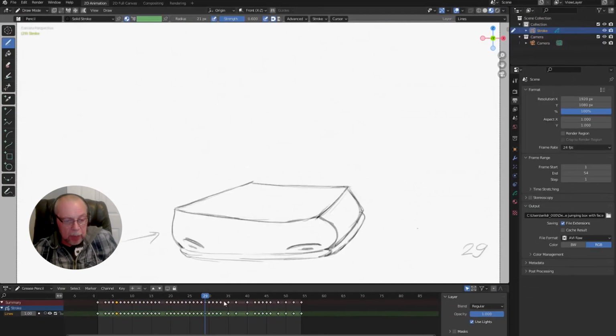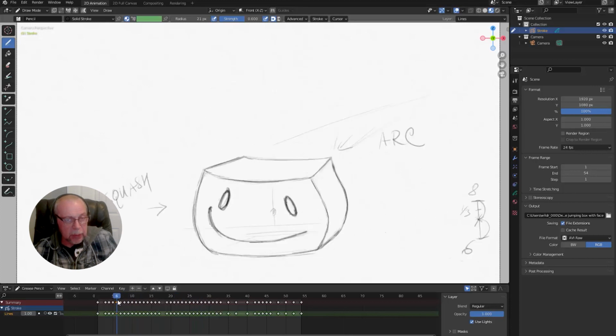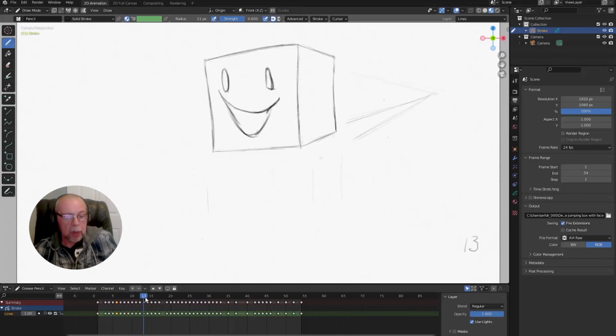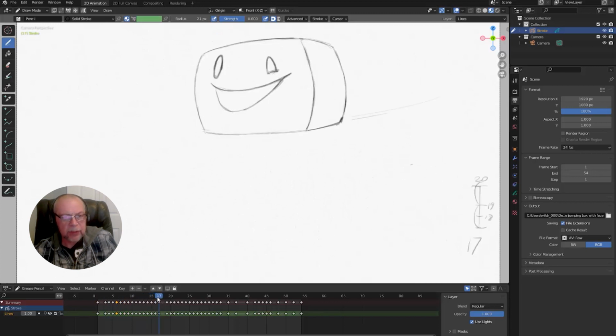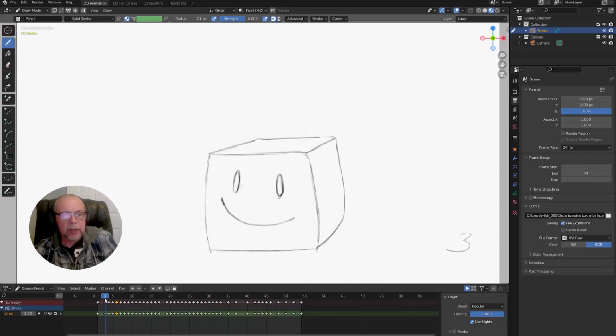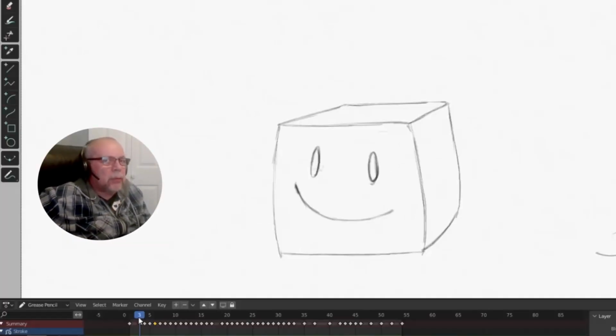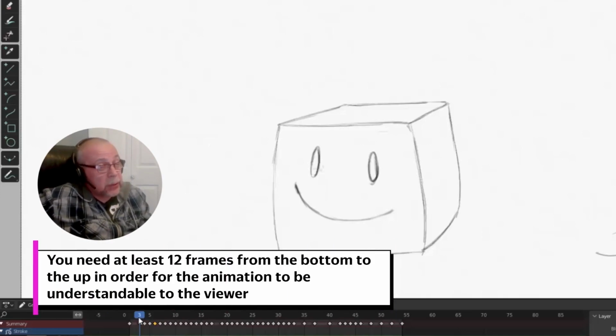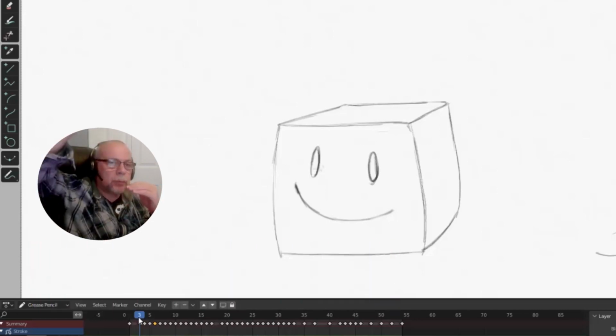So thinking about a really good idea, thinking about big gesture, like from here to here, how much? Usually, like I said, 17 frames, you see 17 frames. It sometimes could be even 25, which is 1 second, right? You have to remember that to see something happen, to see the gesture, to see what's going on, you need at least 12 frames. 12 frames from the bottom to the up, at least.